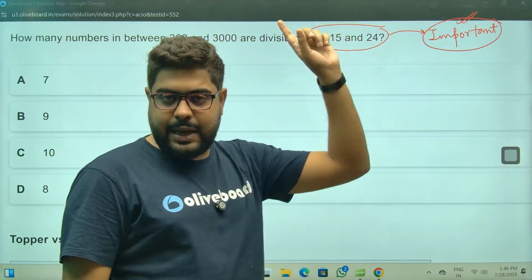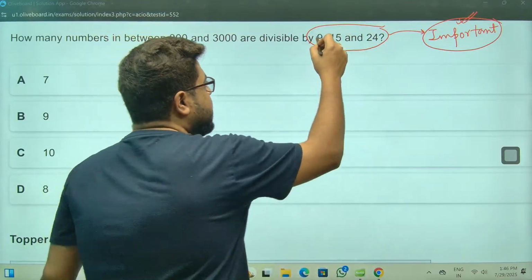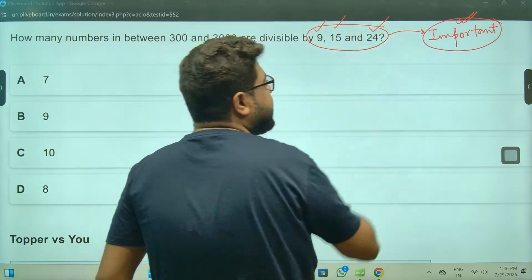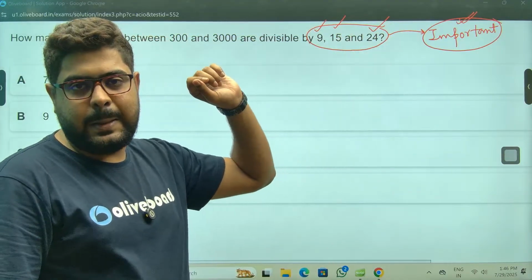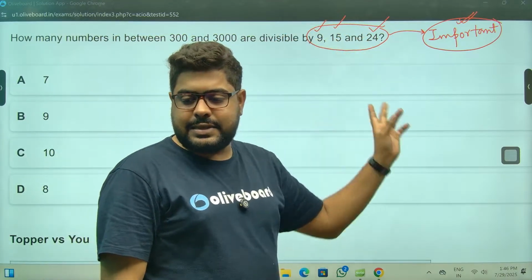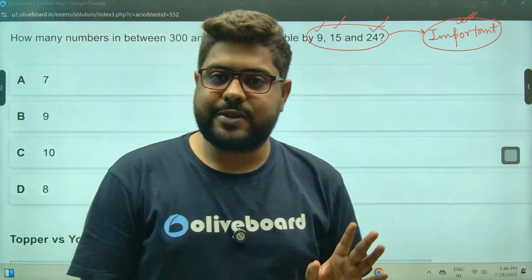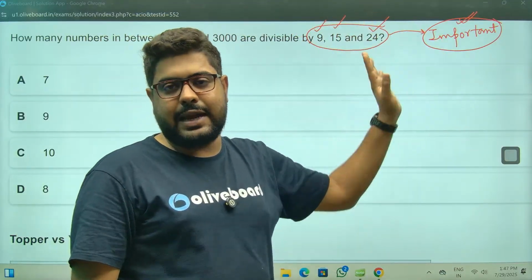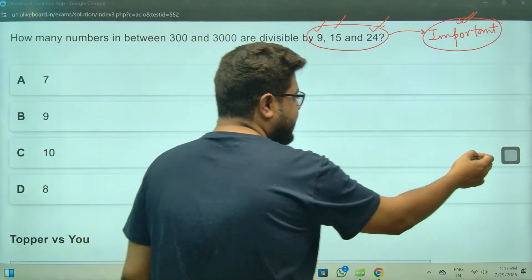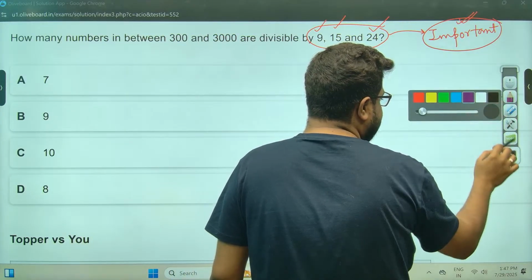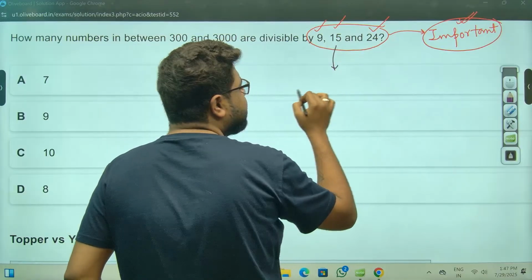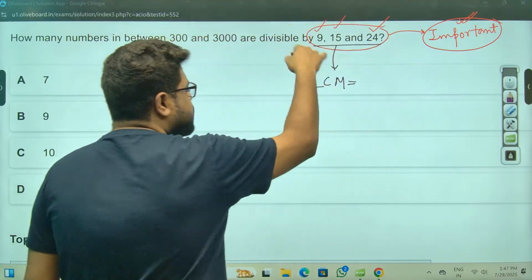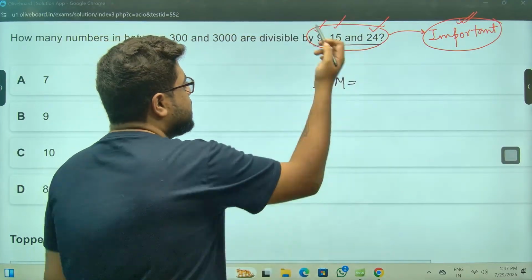And means the number that I'm trying to figure out has to be a multiple of 9, a multiple of 15, a multiple of 24, all at the same time. If it was or, then this same question would have become much more tougher. This and is giving me some relief. If and is there, we can simply say the number must be an LCM of all three numbers because it has to be divisible by all three together.